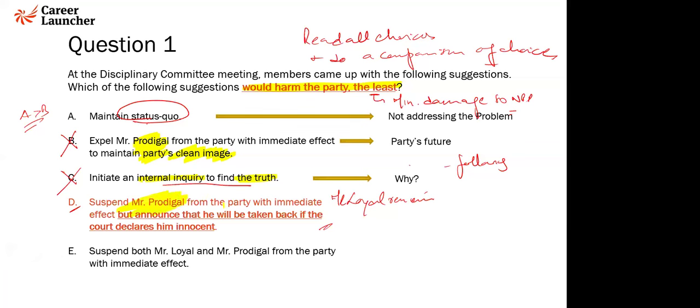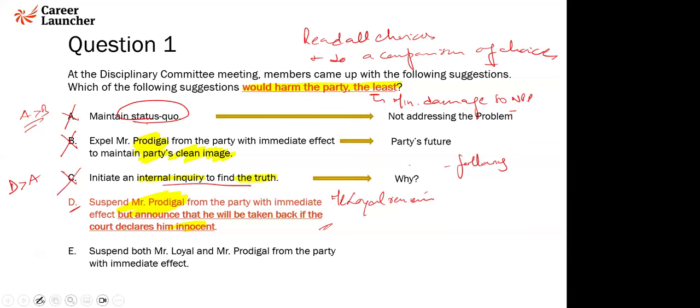Also, they have said if he's found innocent, I will take him back. So that means Mr. Loyal will be happy, the media will be happy, social activists will be happy that some action has been taken. And Mr. Loyal will be happy because there's an assurance that his son will be taken care of. So at this point of time, I would say D is better than A. So this goes out of the window.